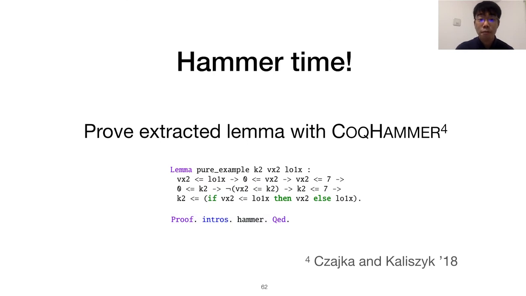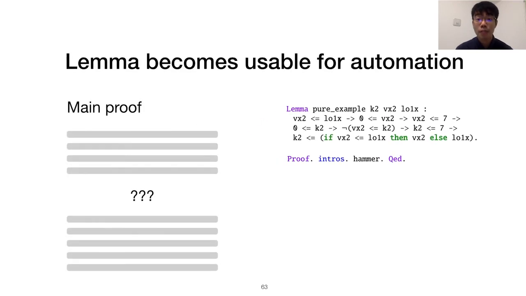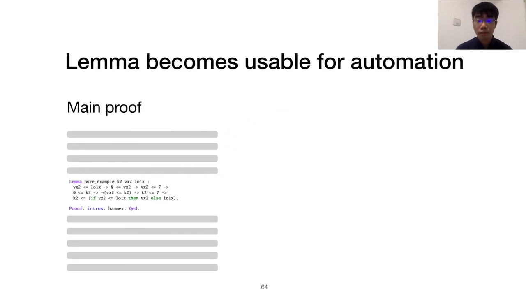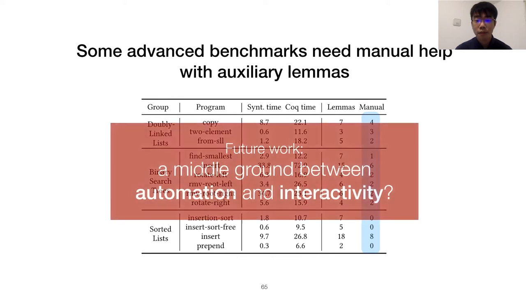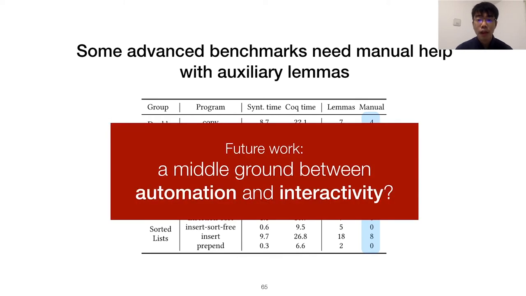Then, by adding the proved lemma as a hint, it can be used by Coq's automation tactics during the main proof of the program. As a stretch goal for HTT, we also certified some additional, more complex programs. For all of these, the main proofs went through, but sometimes the certified solvers needed manual assistance to solve the extracted auxiliary pure lemmas. In the future, it could be interesting to explore some middle ground between fully automated and user-guided certification.